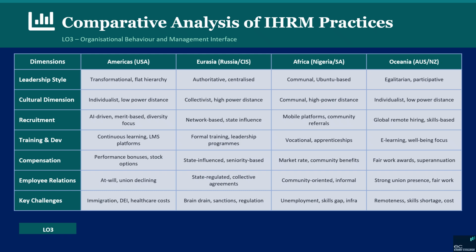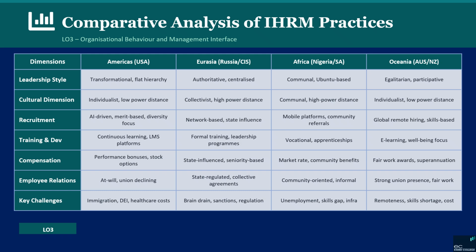This table comparison and analysis of IHRM practices shows clear differences across four regions using seven key areas. In leadership style, the USA and Oceania have individualistic, participative leadership, while Russia and Africa are more centralized and Ubuntu-based leadership. Regarding cultural dimensions, the USA and Oceania are individualist with low power distance, while Russia and Africa are more collectivist with high power distance, emphasizing respect for authority and community.